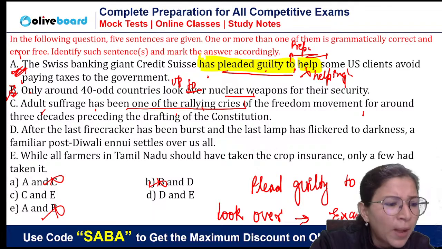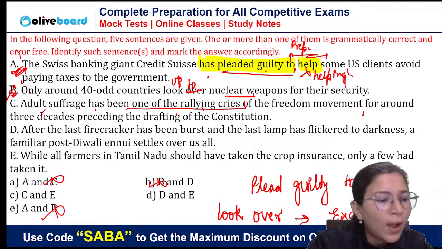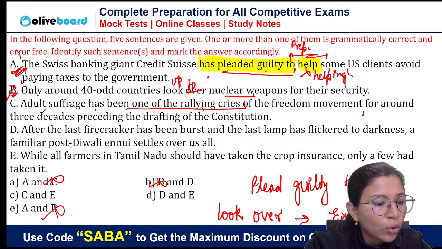लुक आफ्टर का मतलब देखभाल करना, तो न्यूक्लियर वेपन्स की देखभाल थोड़ी ना करते हैं. सो दे लुक अप टू, लुक आफ्टर न्यूक्लियर वेपन्स मीन्स दे देखभाल करना, जैसे लुक आफ्टर समबडी. माय पेरेंट्स लुक आफ्टर मी. ओके, सो यू कांट से.